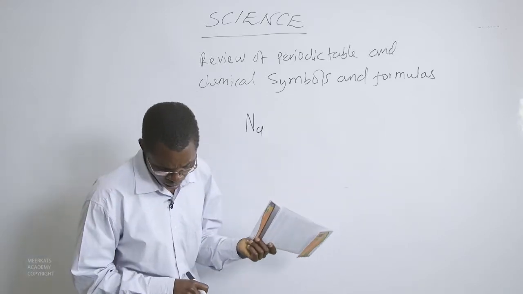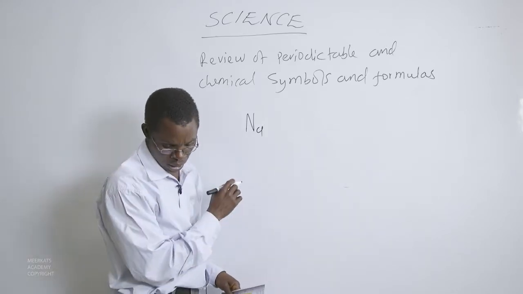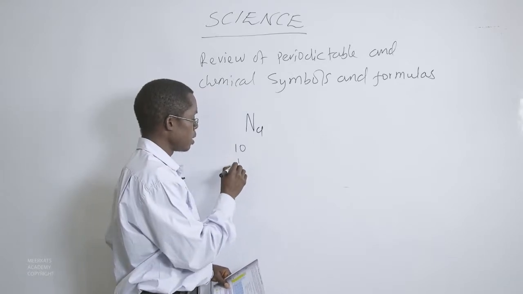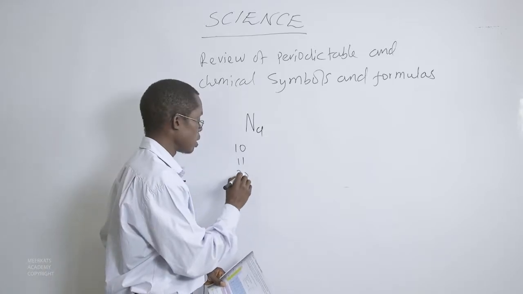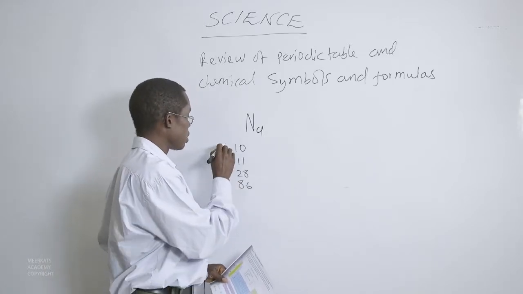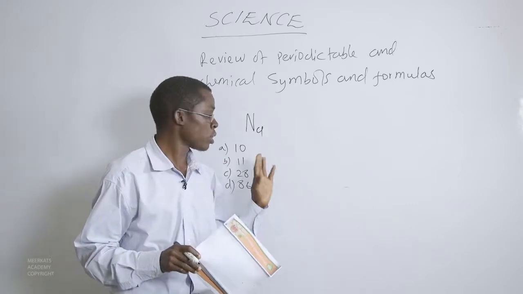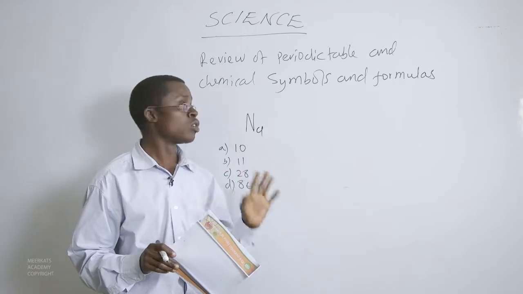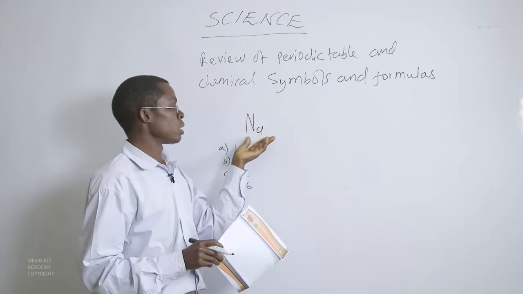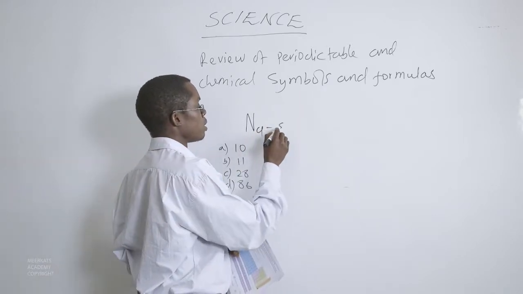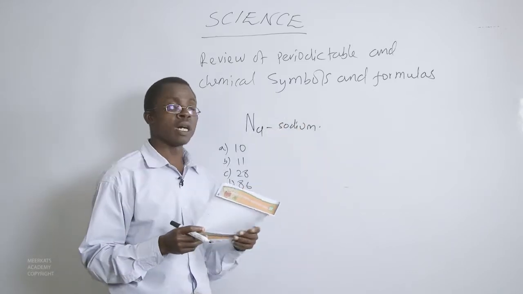So the options you are having here are: what is the atomic number of the element with the symbol Na? A, 10; B, 11; C, 28; and D, 86. So the first thing you have to do here is, first of all, know the name of the symbol. This is the symbol. The name is sodium.